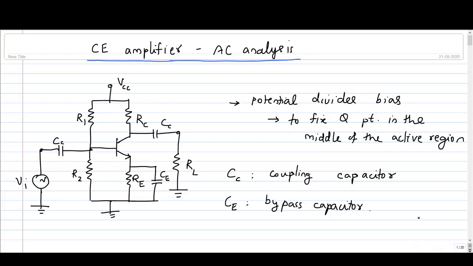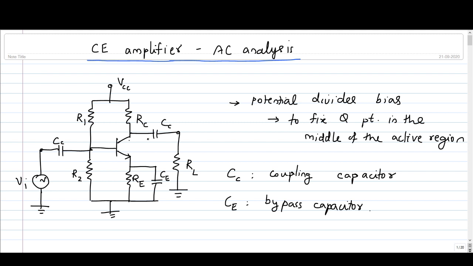Welcome to this video. Today we will discuss the AC analysis of a common emitter amplifier. The common emitter amplifier circuit is shown here. A potential divider biasing arrangement is used to fix the Q point in the middle of the active region. You can see the potential divider biasing here.